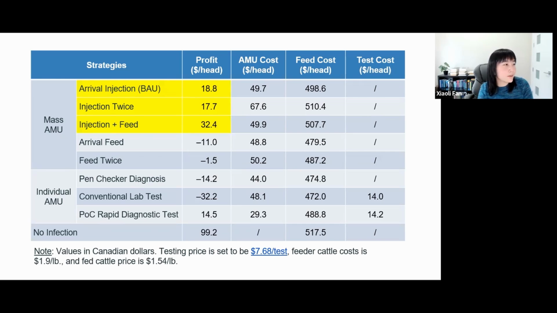So you can tell that these 3 strategies are having positive profits, and really the injection combined with feed is the most profitable one. It's probably because the antimicrobial injection at arrival controlled the disease, and then the feed in day 21 is likely gonna have a growth promotion purpose there. So that's why that one is having the highest profit.